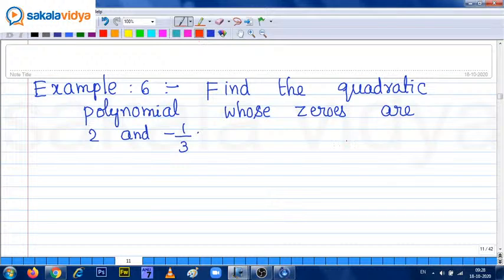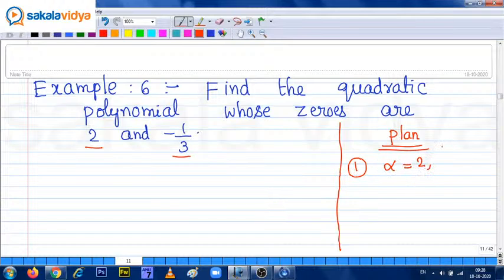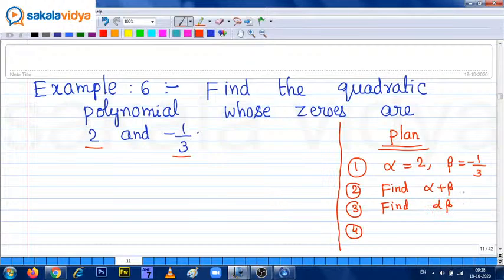See, now your plan will be changed. First step, let us say this is alpha, this is beta. Here alpha plus beta and alpha beta have not been given in this case. Alpha is equal to 2. Okay, Puneet, welcome Puneet. Beta equals to minus 1 by 3. Second step, find alpha plus beta. Third step, find alpha beta. Then substitute these two values in P of x equals to k times x square minus of alpha plus beta into x plus alpha beta. That's all. So this is the plan.